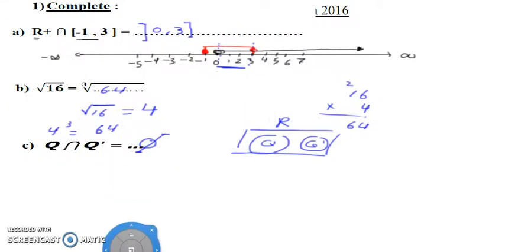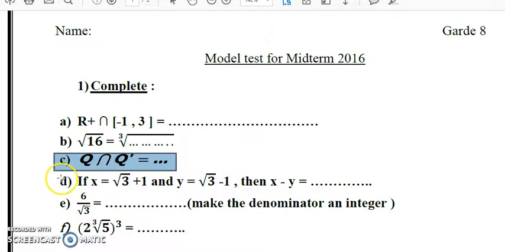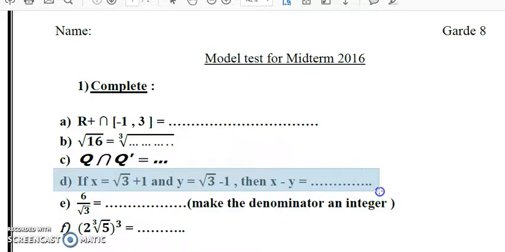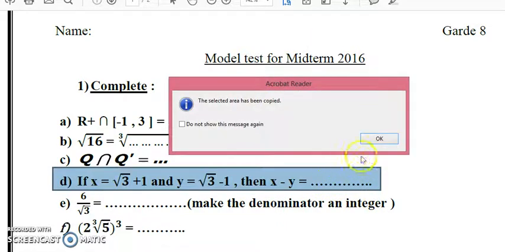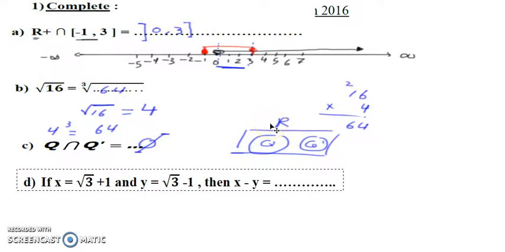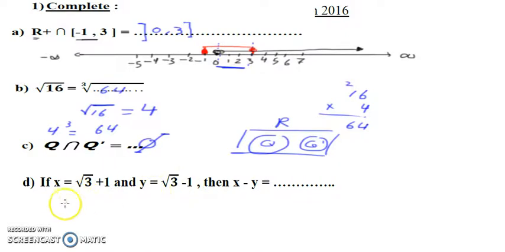The next question is number D. This number D says: if x equals square root of 3 plus 1 and y equals square root of 3 minus 1, then find the value of x minus y.